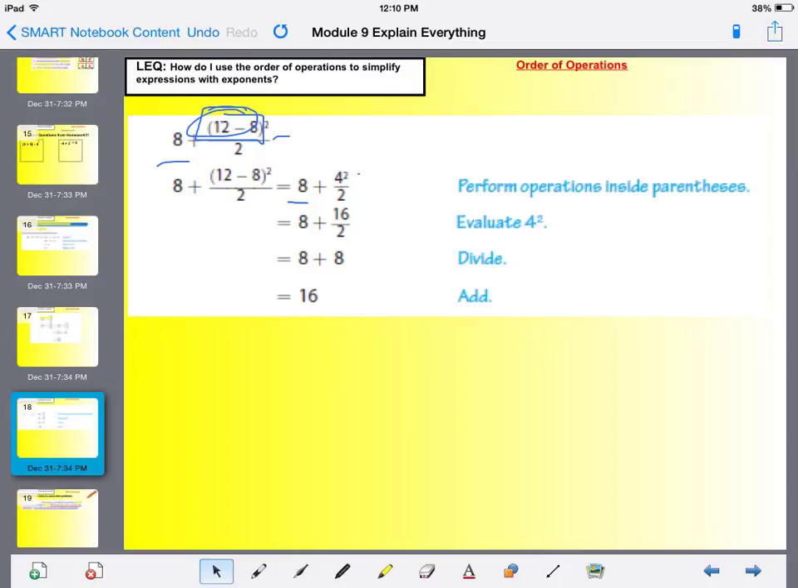And we're going to go ahead and set that over 2. And we rewrite the rest of the numerical expression. So 8 plus 16 divided by 2. Divide goes next. 16 divided by 2 is 8. And 8 plus 8 is 16.